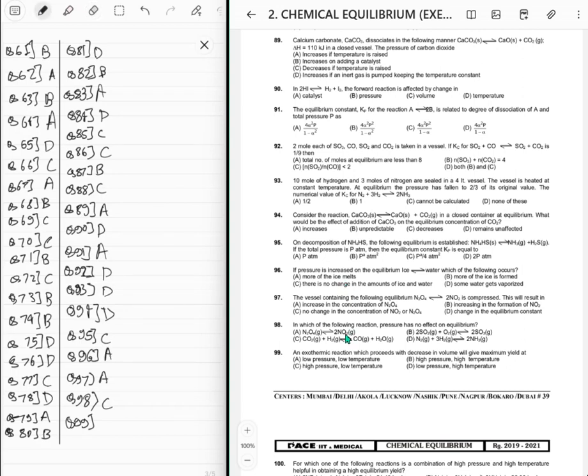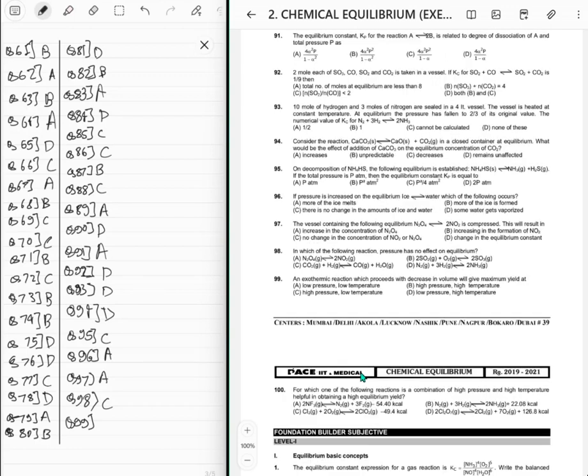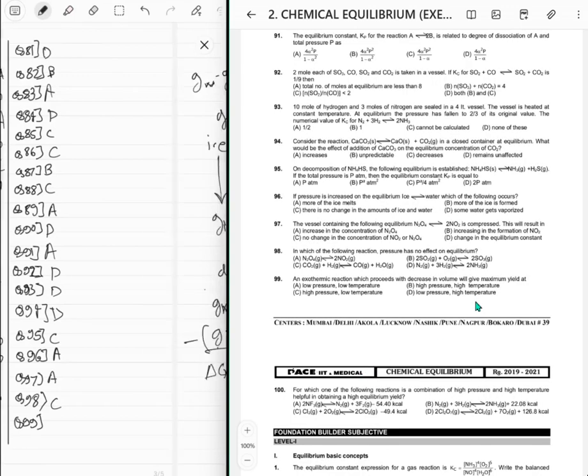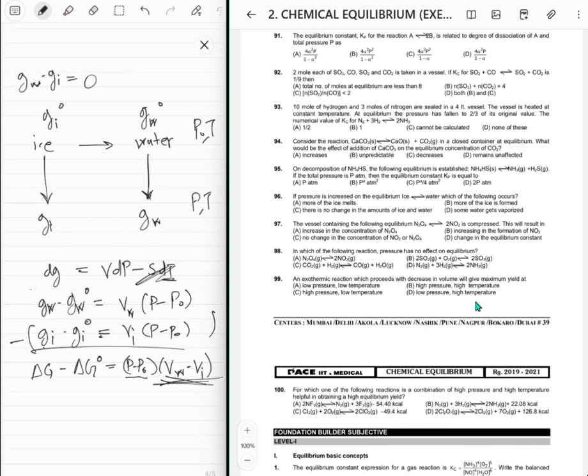Okay, question number 99. Exothermic reaction which proceeds with decrease in volume. So your delta V is negative and it's exothermic. Well, that's related to temperature. We won't be dealing with temperature for now. So decrease in volume, like melting of ice, for example. It will give maximum yield at high pressures, of course. So you want high pressure, and since it's exothermic, you want low temperature. For ice, you want high temperature, but for this one, you want low temperature. So 99C.